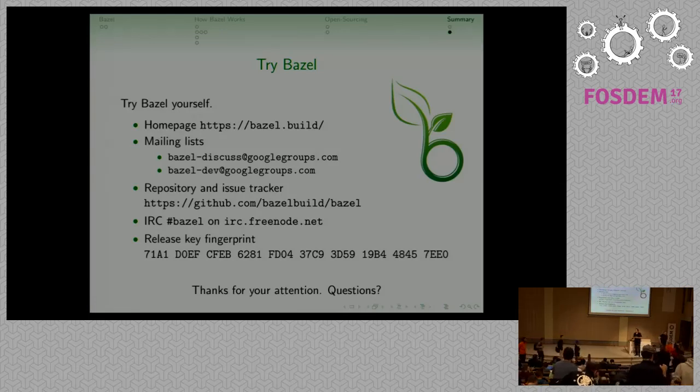Hello. How does it identify the tool chain it's using, and how does it detect changes in the tool chain for C, for example?